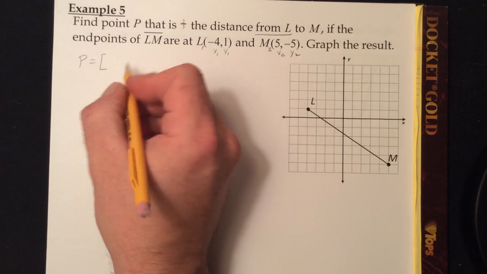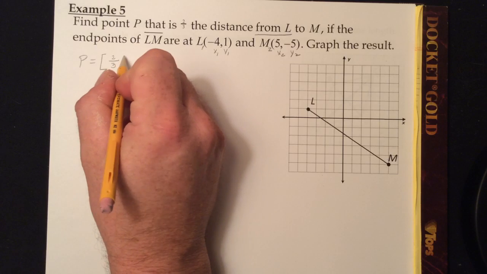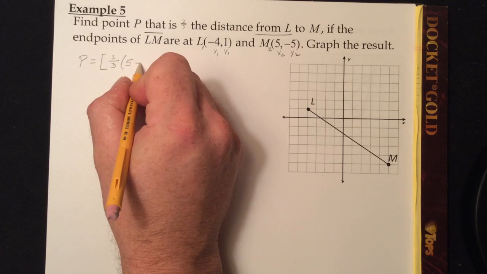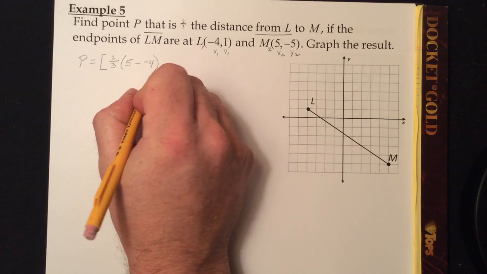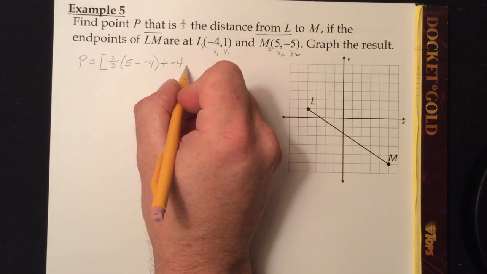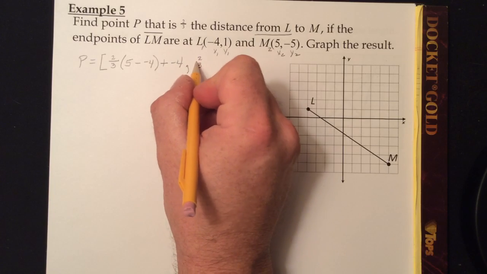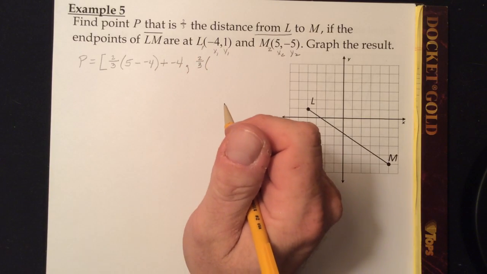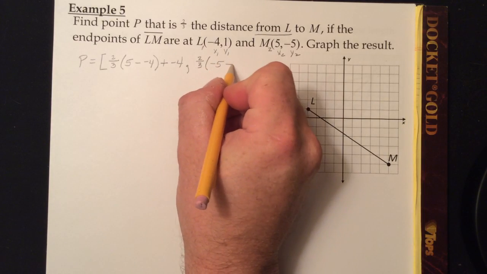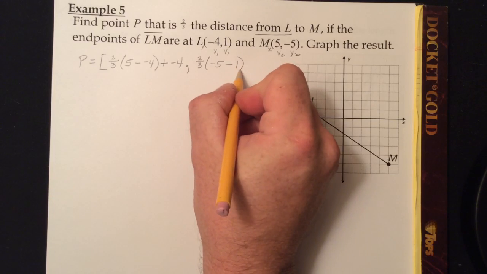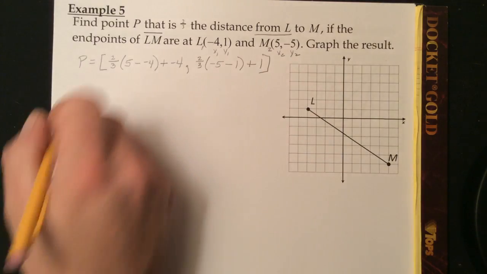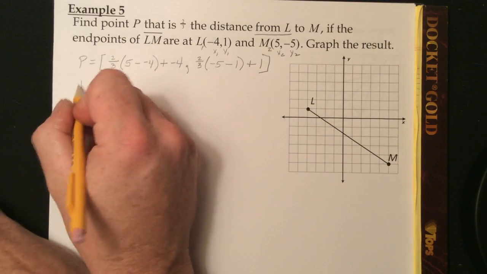We have 2/3, which was k, times x2, which is 5, minus x1, which is -4, plus -4, which is x1, comma, and we have 2/3 times, and then for our y's we have -5 minus +1, and then we add the y coordinate for the first point, 1. There's that. Hopefully you got that right. Let's continue on.